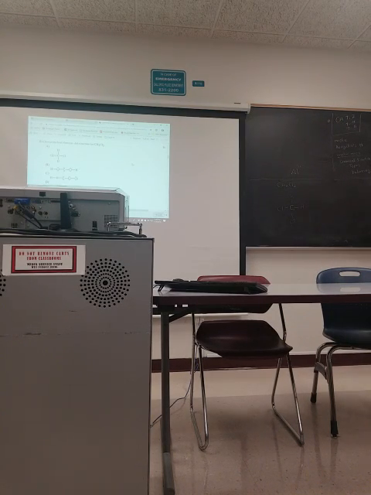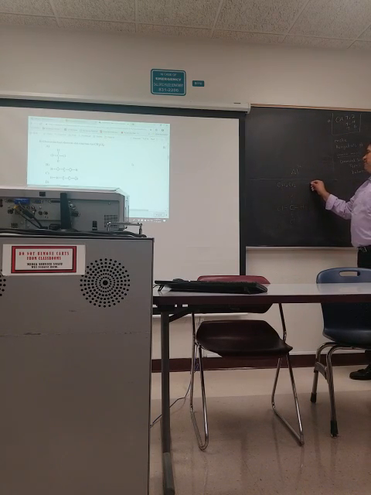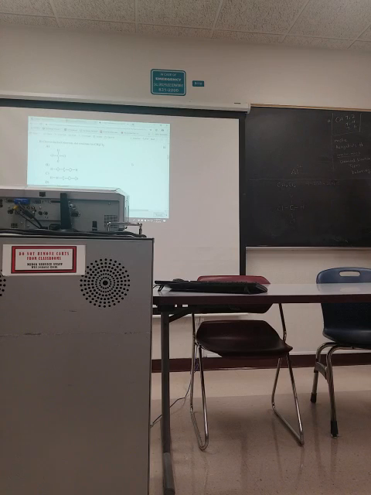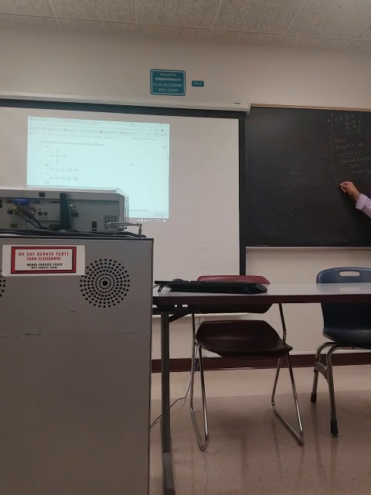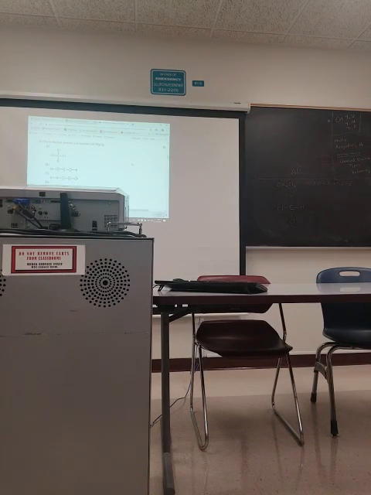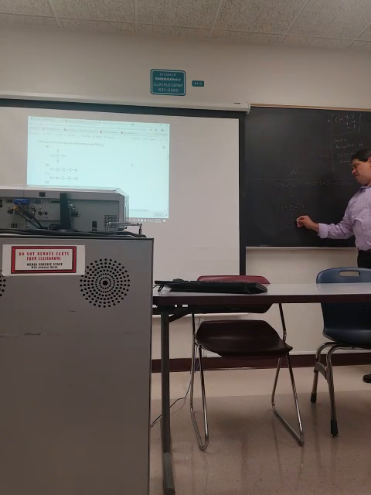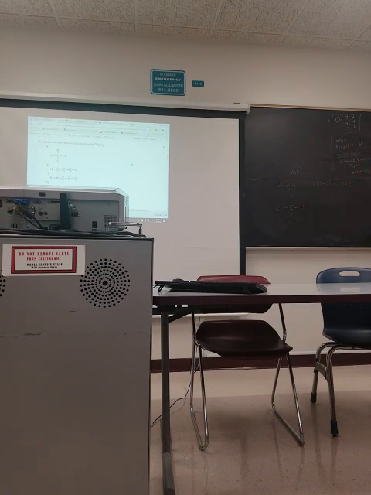Step 2, count the number of valence electrons. Carbon is in group 4, hydrogen is in group 1, chlorine is in group 7. So we have 6 plus 14, 20 electrons to work with. Step 3, give 8 electrons to the outside elements except for hydrogen. So each one of these chlorines gets six electrons, so we have 8.